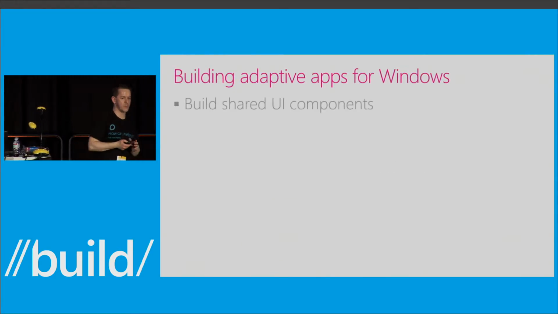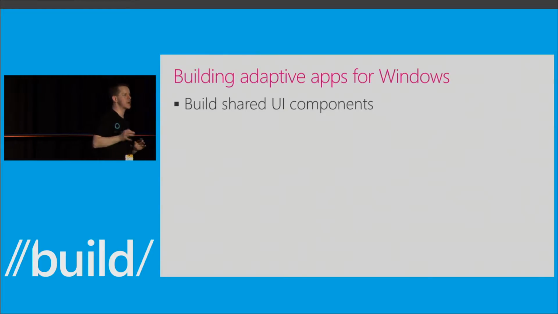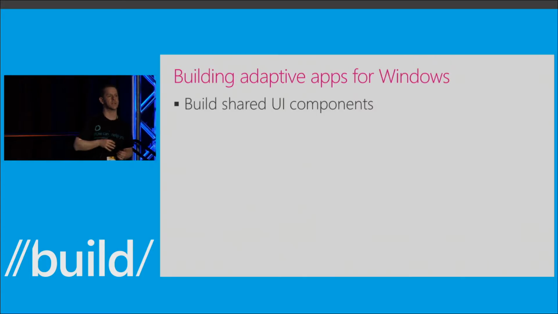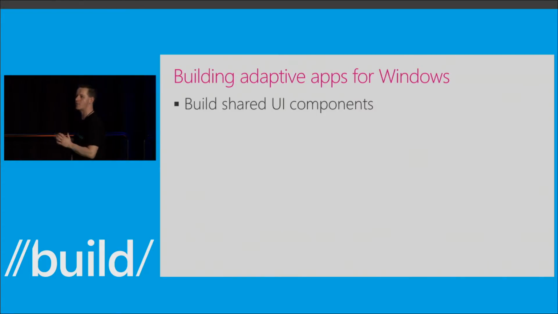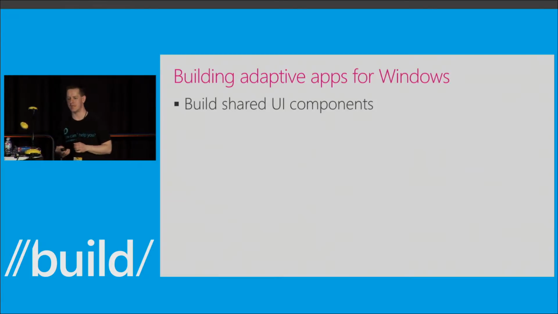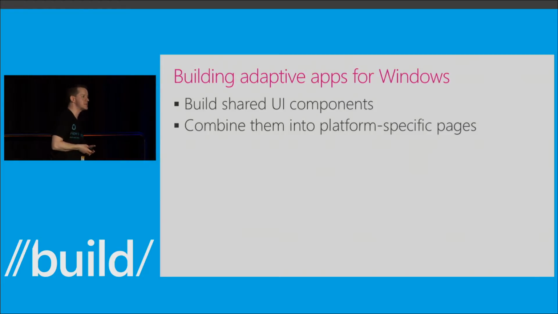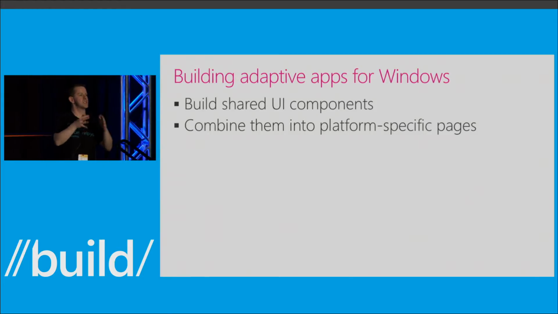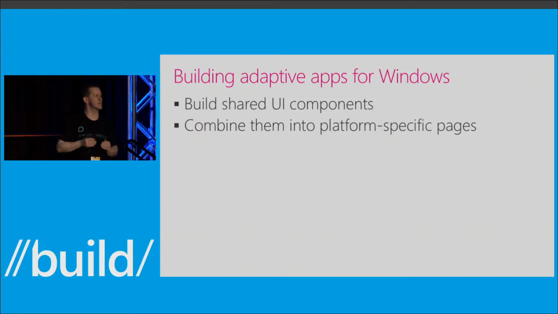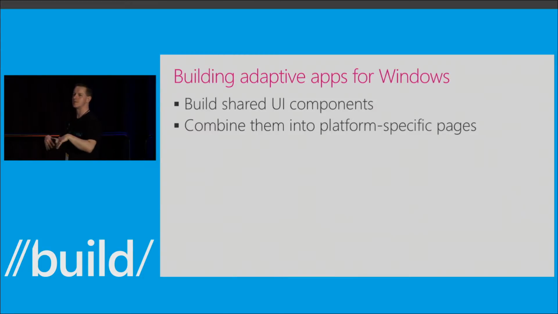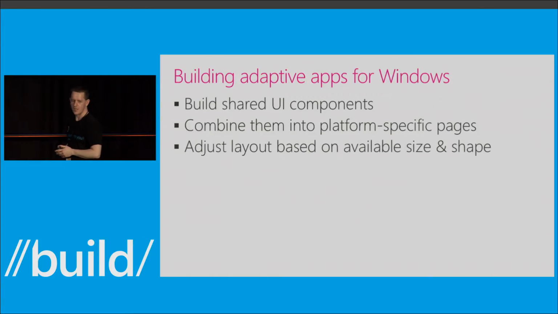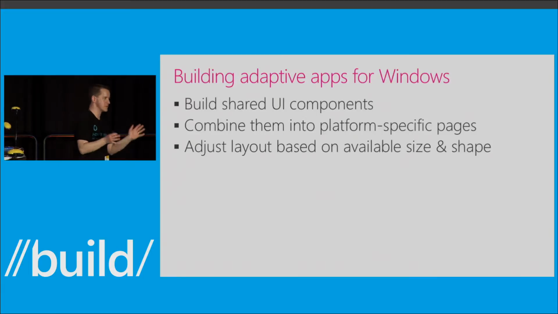Right, so building adaptive apps, didn't go into this in too much detail, but building those shared UI components, like you saw in the keynote today, where everything is in the shared part of the project, is a key way of building these apps, because it lets you reuse your code, reuse your layout, reuse your assets. Right. We're going to combine them into platform-specific pages. So the Windows settings charm, for example, was a Windows-specific thing, versus on Windows Phone, it was a page within the app itself. We're going to adjust our layout based on our available size and shape, not resolution, just available size and shape.